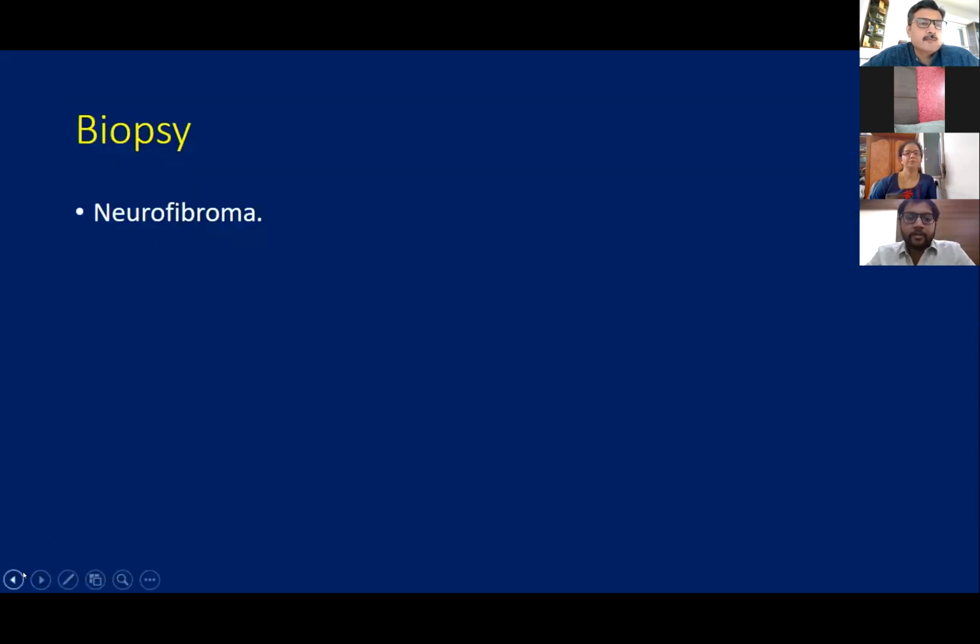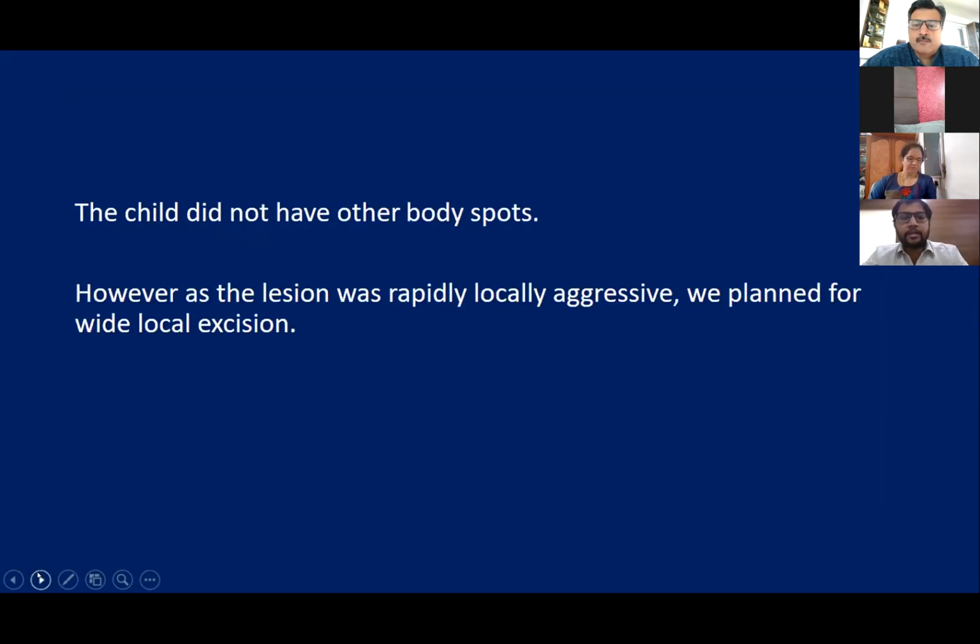Yes, so we went ahead and performed a biopsy of the lesion, and the biopsy primarily was pointing towards neurofibroma. However, the clinical exam did not show any other body spots, and the lesion was rapidly and locally aggressive. However, there were no infiltrations of the muscle in the MRI. We went ahead and planned for an excision of the lesion.